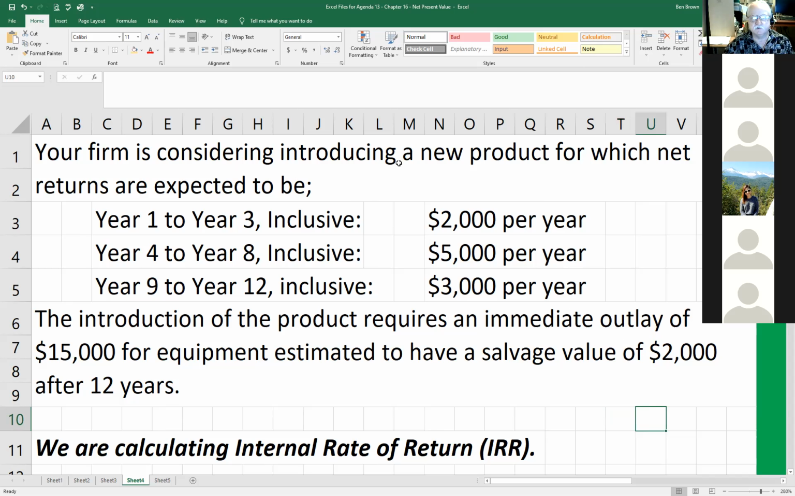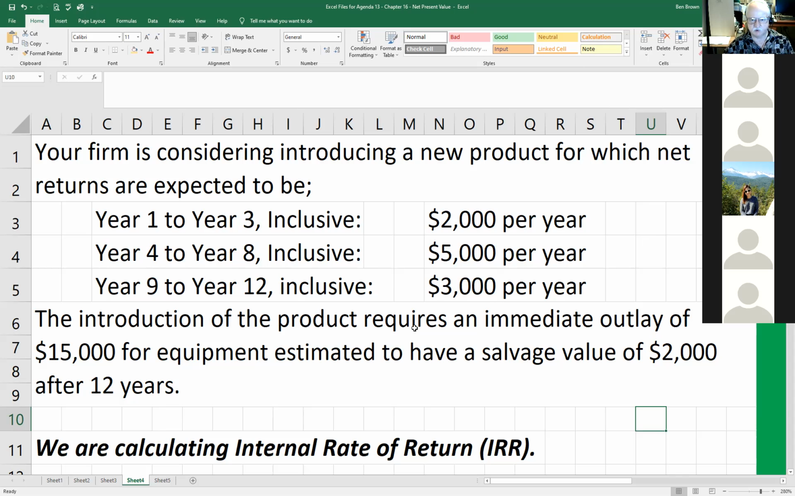So your firm is introducing a new product for which net returns are expected to be: for years 1, 2, and 3, we're going to be making 20 grand a year. For years 4, 5, 6, 7, and 8, we're going to be making 50,000 a year. And for years 9, 10, 11, and 12, because it says inclusive, we're going to be making, oh, I said 50 grand a year. That was overly optimistic, 5,000 a year and 3,000 a year. So that's the money we'll be getting in.